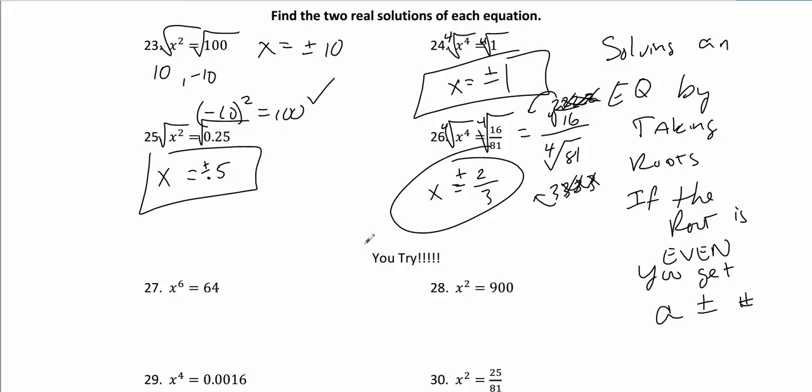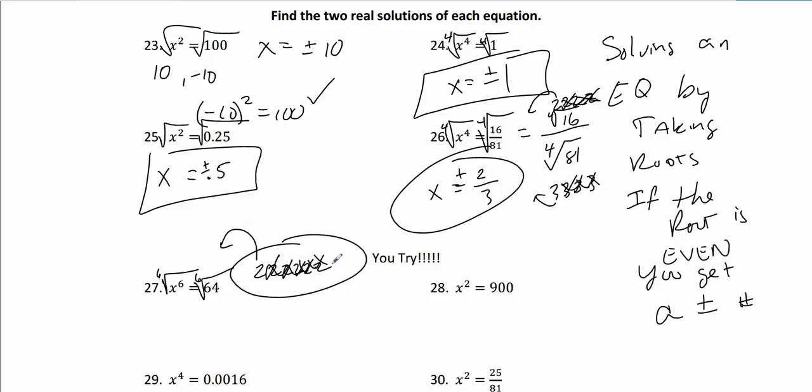All right, I want you guys to do the next 4, and hit pause and hit play. Okay, number 27, I want to take the sixth root of this one here. You can break down 64 as 2, 2, 2, 2, 2, 2. That gives me 6 2s, so I pull 1 out, cross, cross, cross, cross, and cross. This is just x equals plus and minus 2. That's the only thing that popped out.